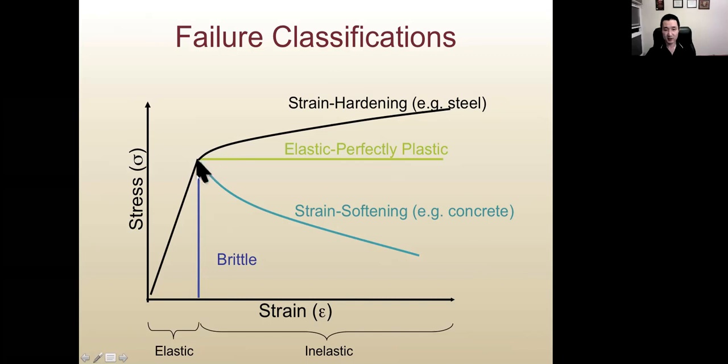If the resistance does not go up or down, but keeps constant, we call that elastic, perfectly plastic materials. I cannot give an example of that type of materials, but in theory, that material does exist.